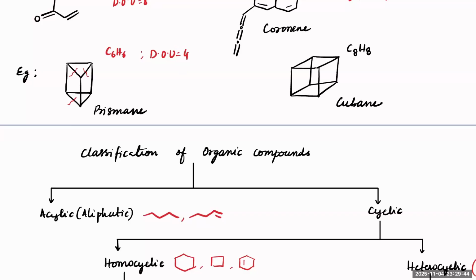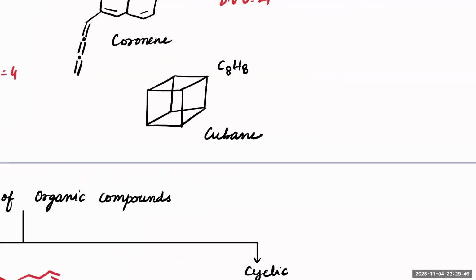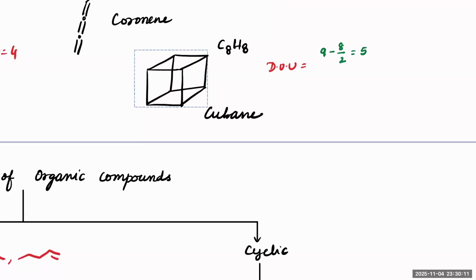Clear? This is cubane, C8H8. In this case, the degree of unsaturation, first I'll do it with the formula. So we will have (2×8 + 2 − 8)/2, that is 9 minus 8 by 2. So 5. I should be justifying this as 5. Correct? So I can use that as a concept here. Check out how many bond breakings are being done. I'll make this smaller so that I can show how the bonds are broken.